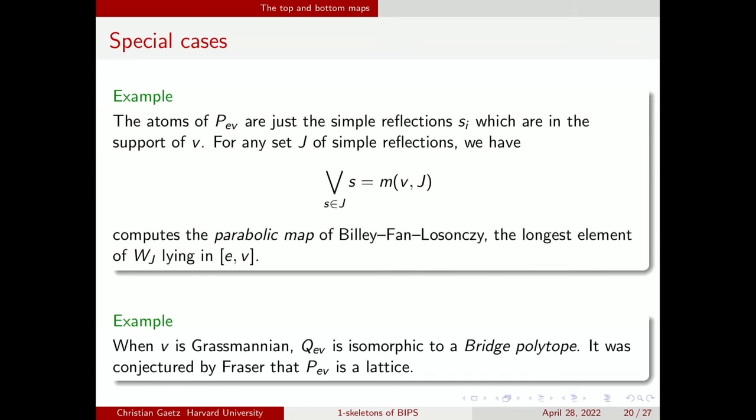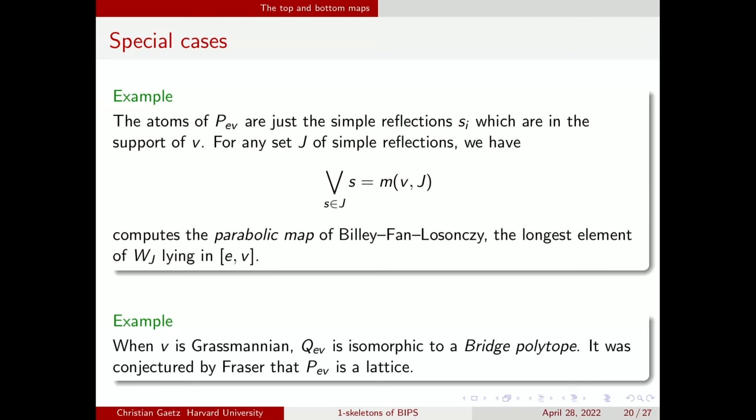So just a couple special cases. If we just look at the join of all atoms. Atoms of a poset are all of the elements which are immediately above the minimal element. So I take a subset of those. In those cases, those are simple reflections, so those are the permutations that just swap i and i+1. I ask, what is the join of a set of those?